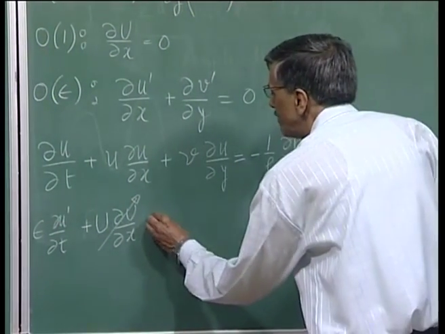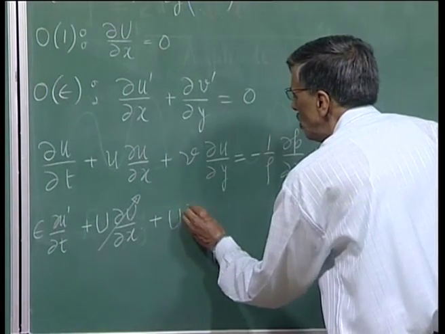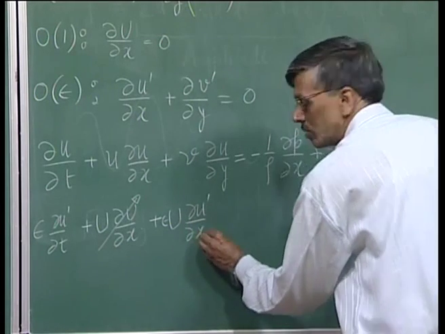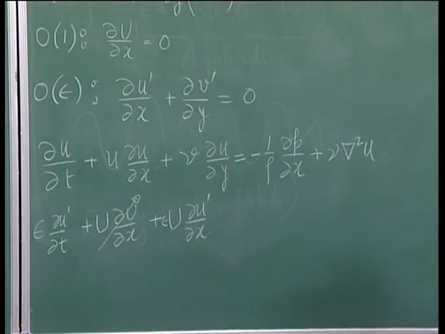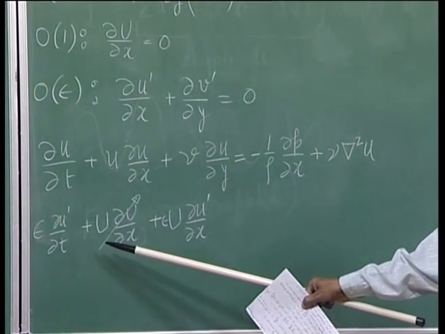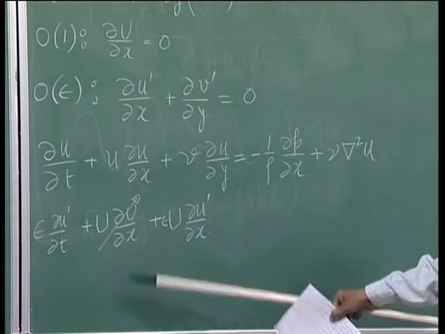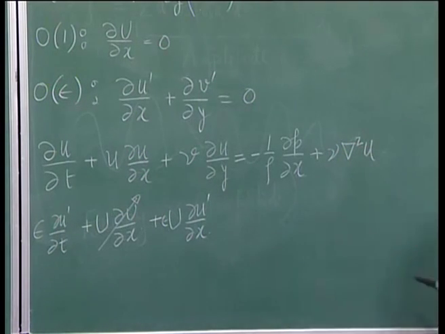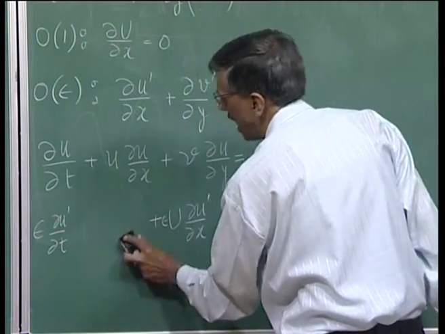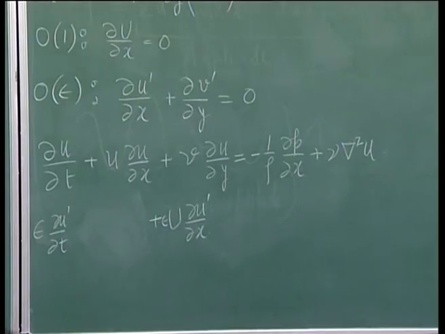What about the other term? We also get u del u prime del x. And we will not have the other term u prime into del u del x, because we know del u del x is 0. So we don't need to really write this term out. So this is not there. So that is that. What about this term? What do we get from here?